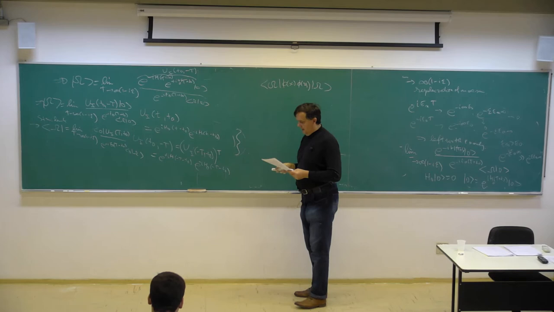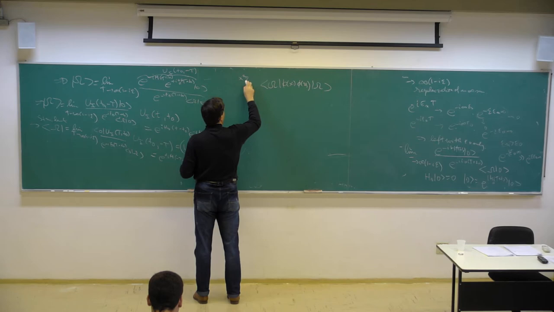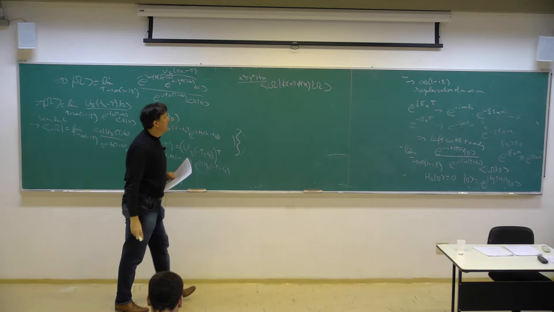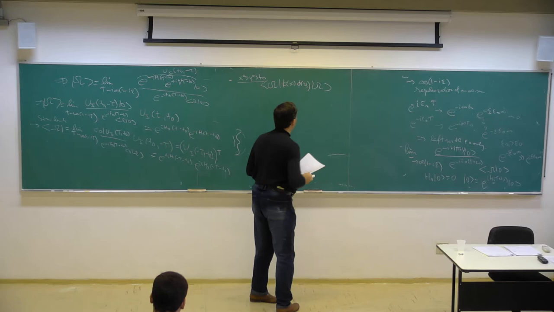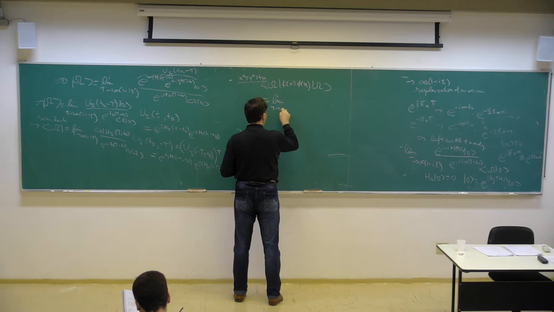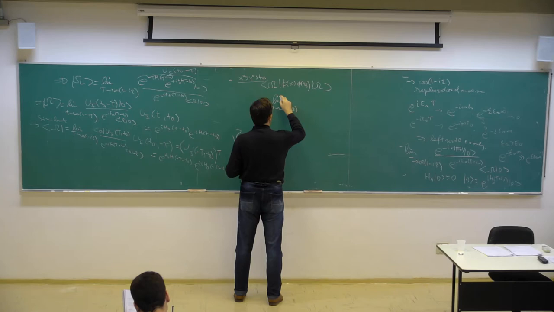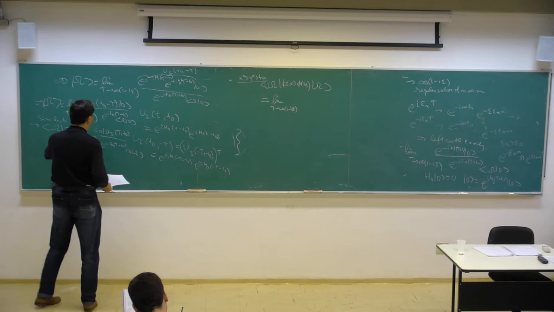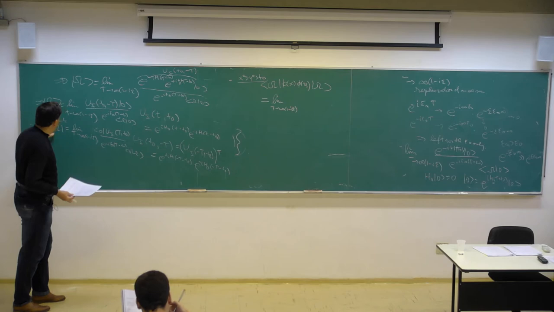And then the point is, it's still time ordered, but I want to consider the case where x0 is greater than y0 and moreover is greater than t0. So this is then the limit t goes to infinity(1 − iε). And then I can put only one limit, because t I can choose to be the same for both of the two states. And now I replace both the bra and the ket with these formulas.